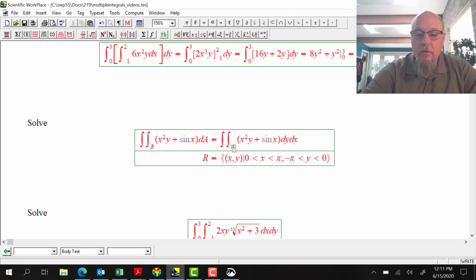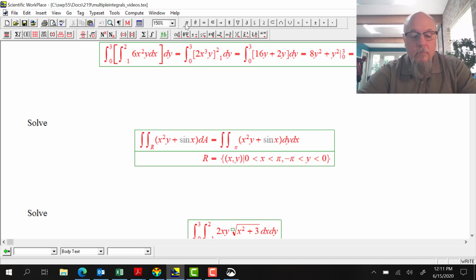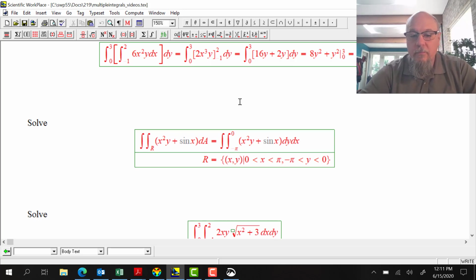That means I'm doing y first. Y goes from minus pi to 0. And then the outside integration is for the x's, and x's go from 0 to pi. Now I've incorporated that region. Now it's just do this mechanically.